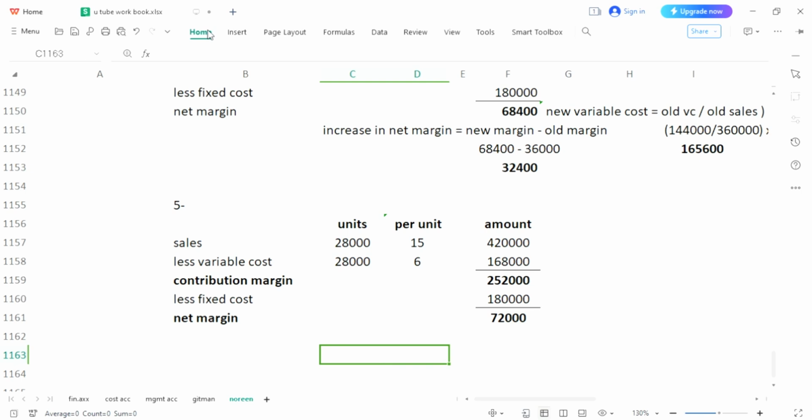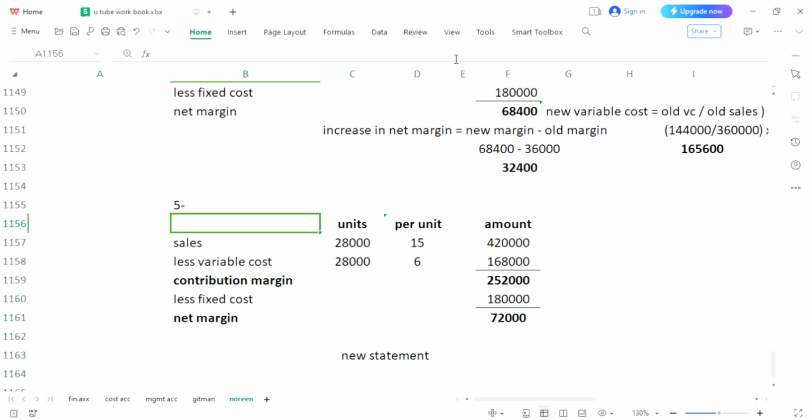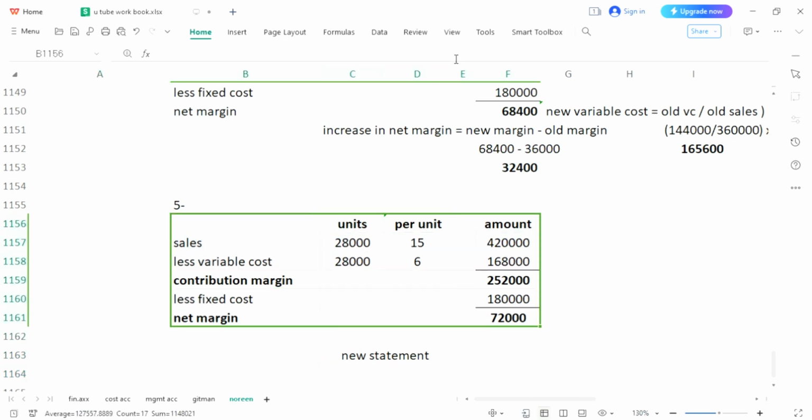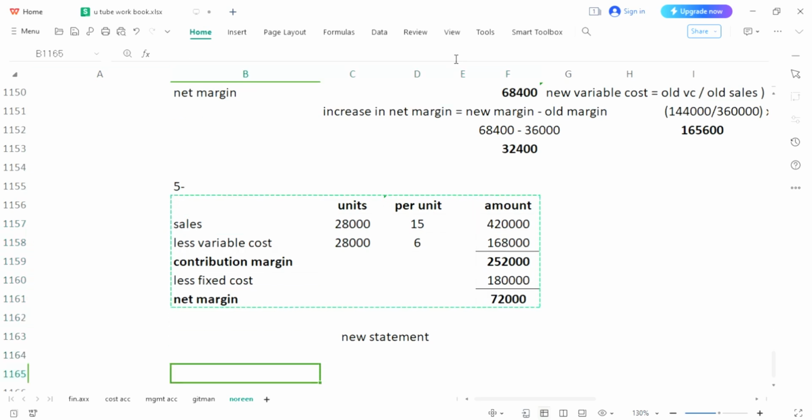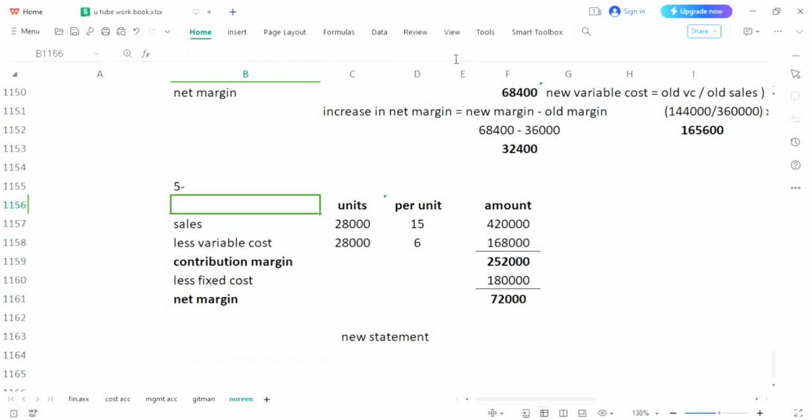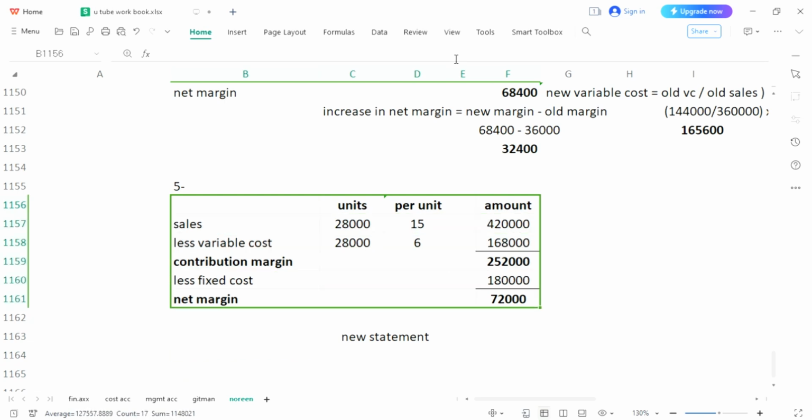Because there are some changes he wants us to make, a new statement would be made. For that I am using all the headings of the previous part because it's a little easier for me, but you will be making everything by hand in a new way. Let me take it again.